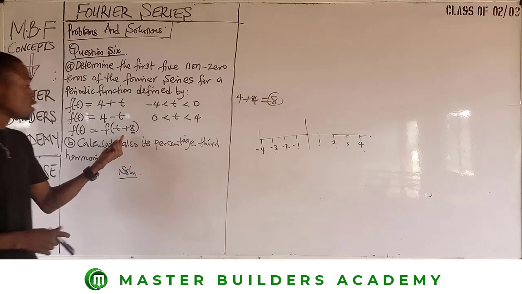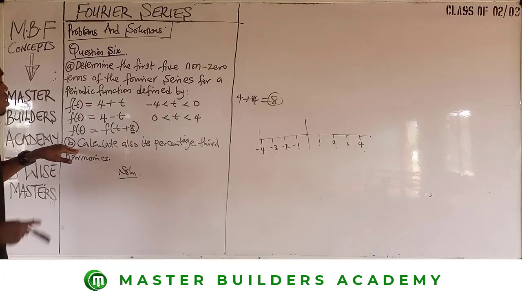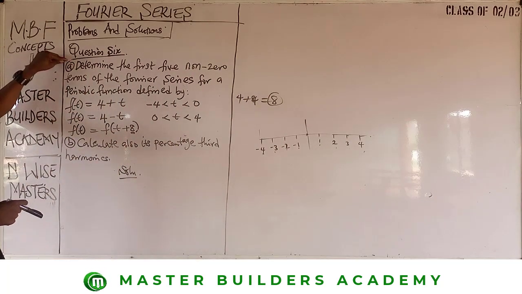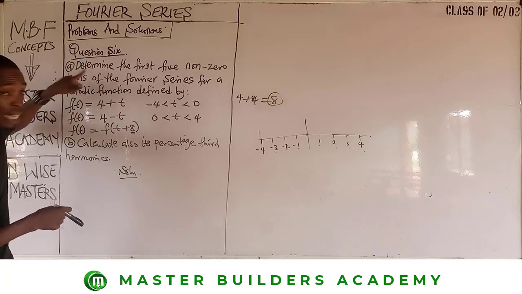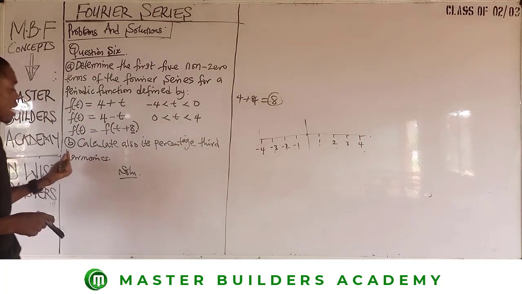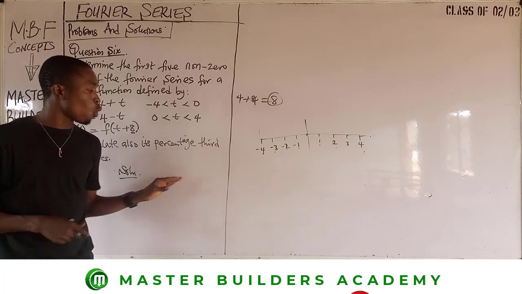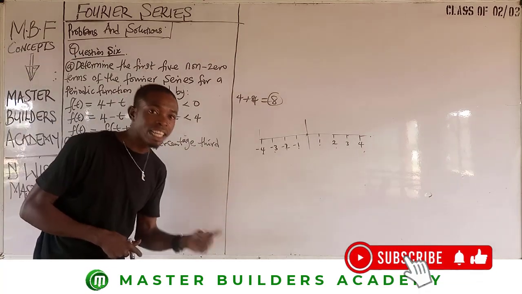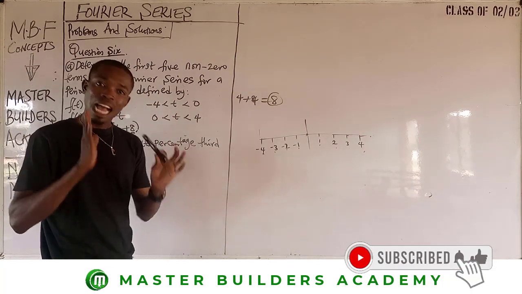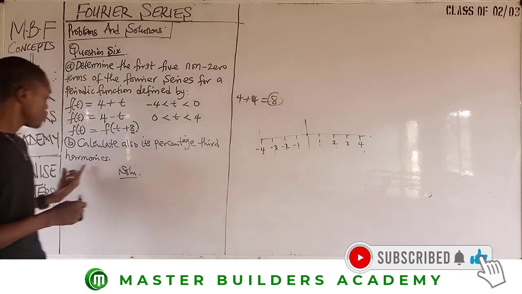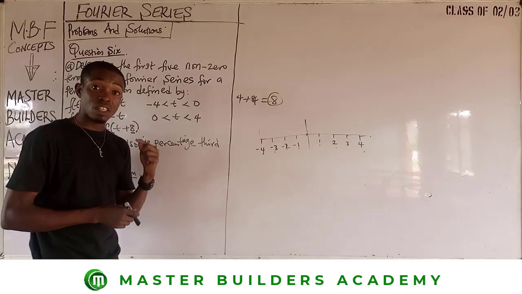So we already were given the period. Now, second question. Remember there are two questions in one. A, determine the first 5 non-zero. Now, number B said that we should also calculate the percentage third harmonic. So we have our solution.